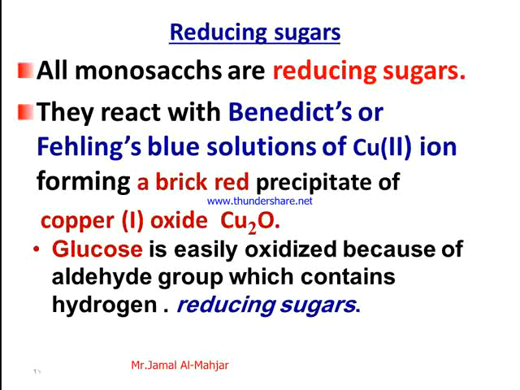Okay, how can you distinguish monosaccharides? Yes, all of them are reducing sugar. When you add Fehling solution or Benedict solution, this solution changes to what? Changes to the brick red precipitate, by heating, by the way. So glucose is easily oxidized because of the aldehyde group which contains hydrogen. That's why you call it reducing sugar.